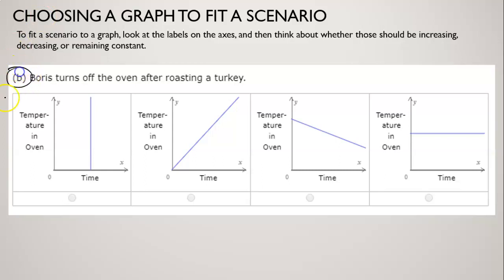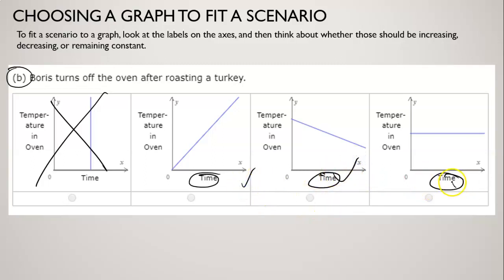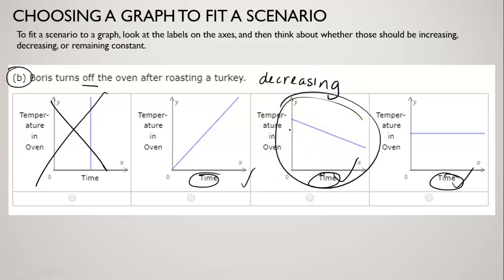Pause the video and try this one on your own about roasting a turkey. All right, Bob is turning off the oven after roasting a turkey. For time, we can't stay in one time forever. The rest of these are fine on time. Time is increasing over time, that's fine. What we really want to look at is the y-axis. He turns off the oven after roasting a turkey. Well, think about what should be happening to the oven after we turn it off. It should be decreasing. The only one of these that's decreasing is this one, so you would choose that one as your scenario.